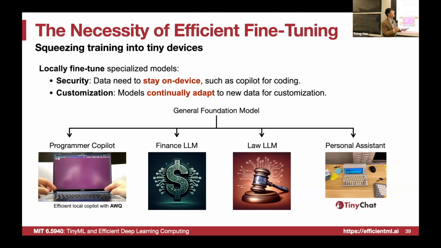It also enables customization. Models can continuously adapt to new data. You can get a general foundation model, and then you can get many specialized large language models, like programmer Copilot, for finance, for law, for personalized assistant. But how do we efficiently generate those specialized large language models? Do we need to fine-tune the original model each time, or do we have other smarter ways?